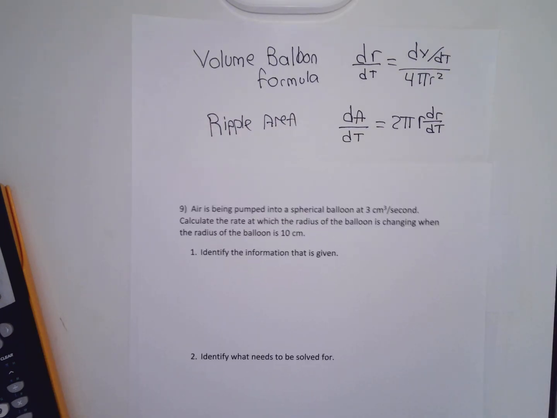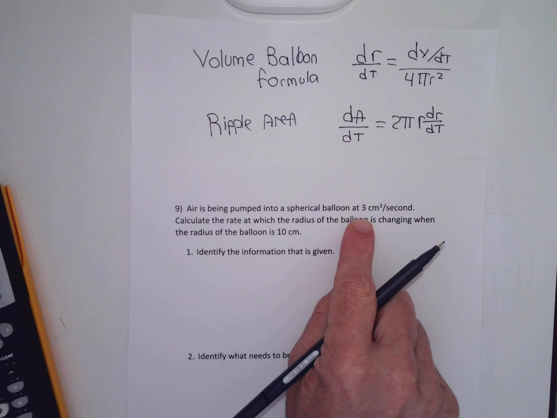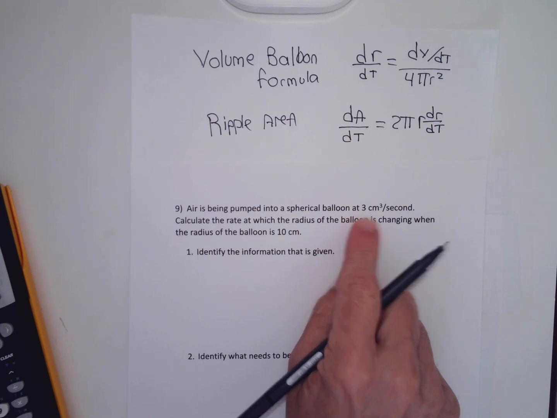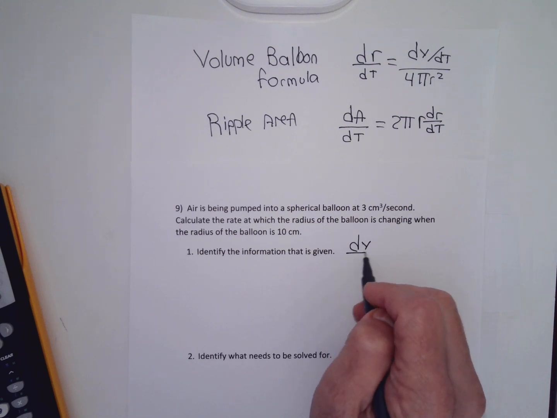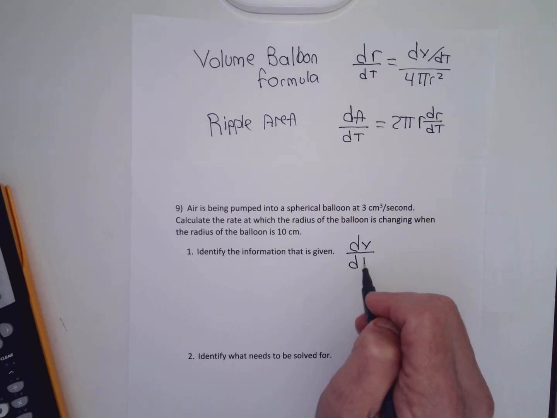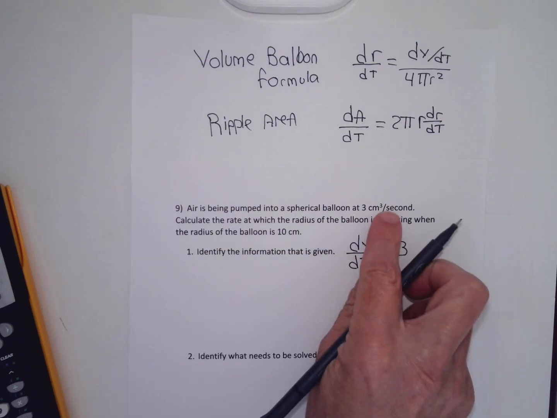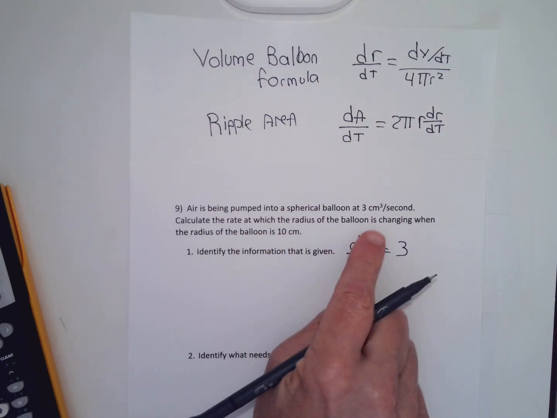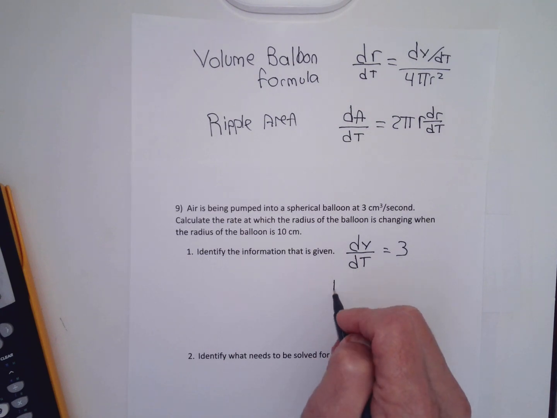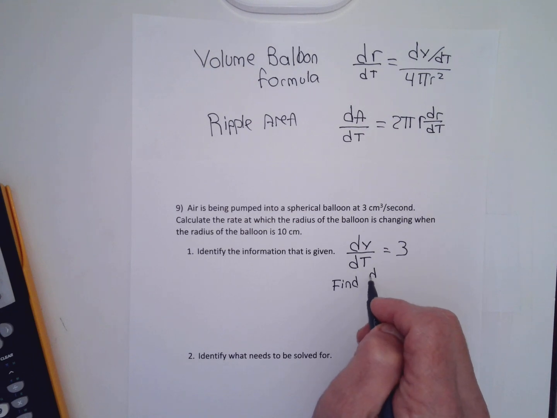So this is an air being pumped into a spherical balloon problem, and we're given the first number, the rate at which the air is being pumped into the balloon, and that's how the volume of the balloon is changing with respect to time. The first number given in problem 9, the 3, is how the volume is changing because it's a cubic number, so you can tell it's a volume. And then it says calculate the rate at which the balloon is changing. It wants me to find dr dt, how the radius is changing with respect to time.